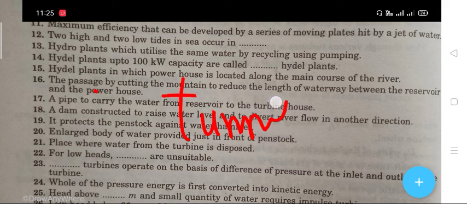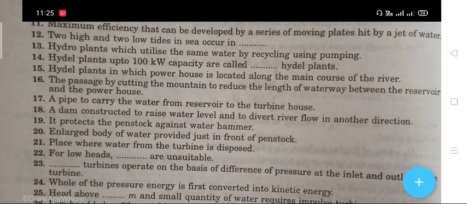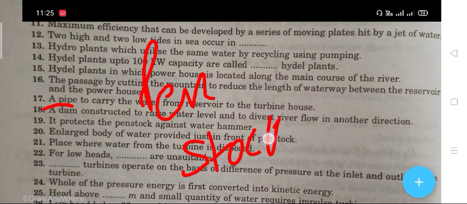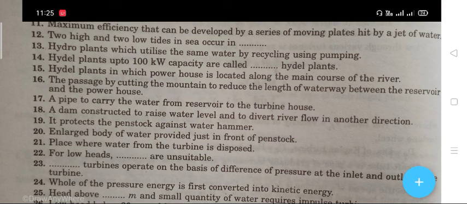The next question, question number 17: a pipe to carry the water from the reservoir to the turbine house. The right answer is penstock. Next question, question number 18: a dam constructed to raise the water level and to divert river flow in another direction.